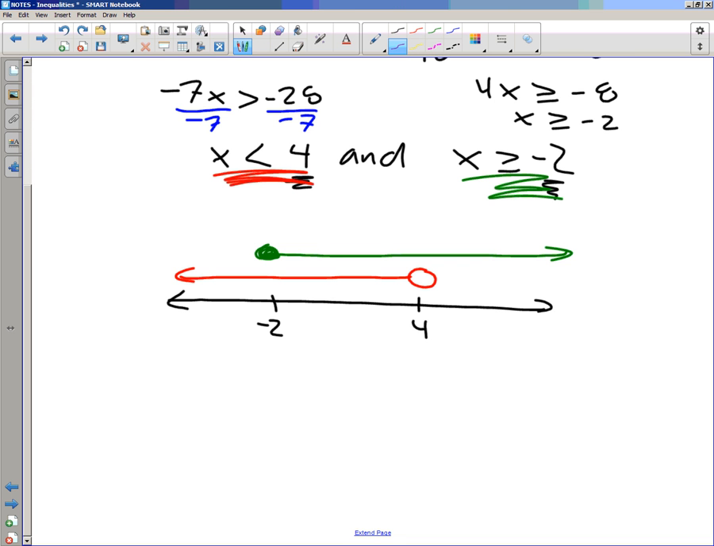Now, are they overlapping at negative 2? Do both graphs cover negative 2? Do both graphs include negative 2? The answer is yes. So we will include negative 2, and everything in between, they're overlapping. But are they overlapping at 4? Do they both include the value 4? No, one of them does, but the other one doesn't. So we are not going to include 4.